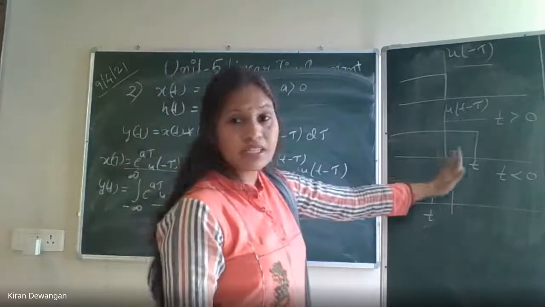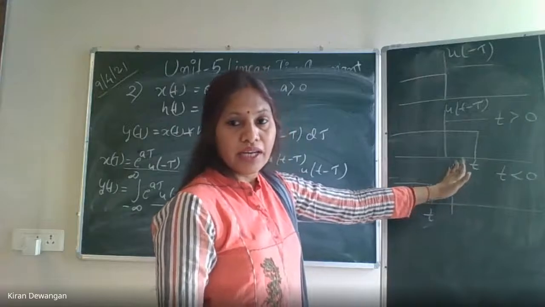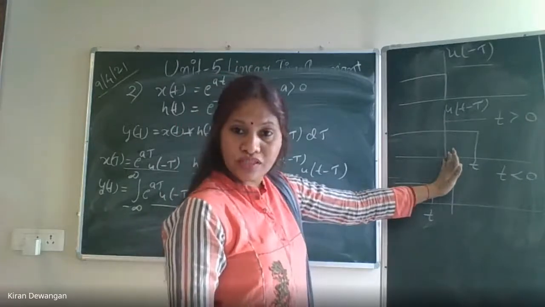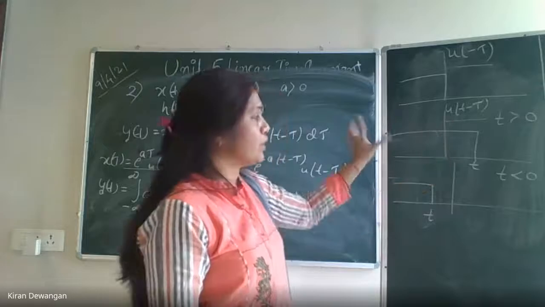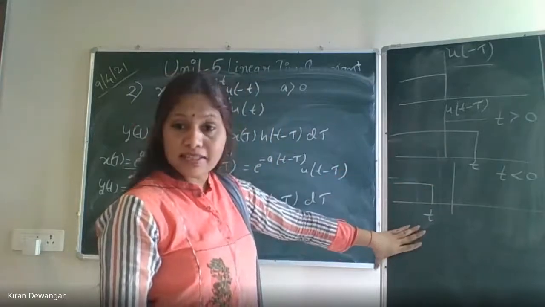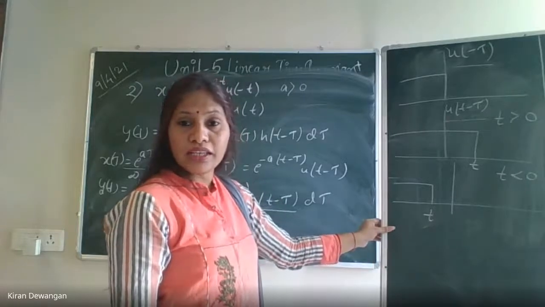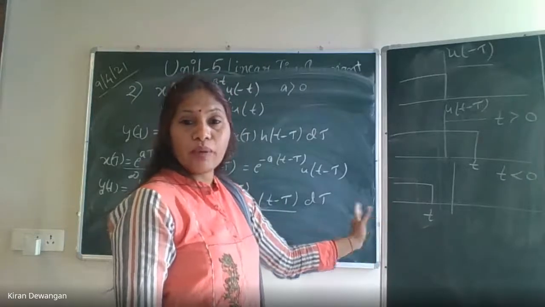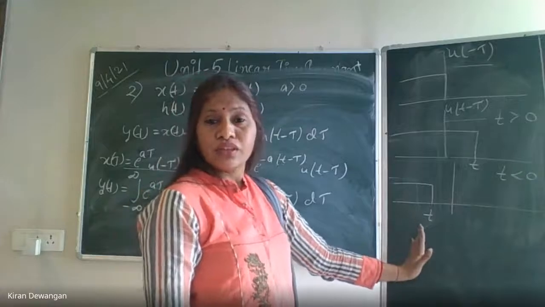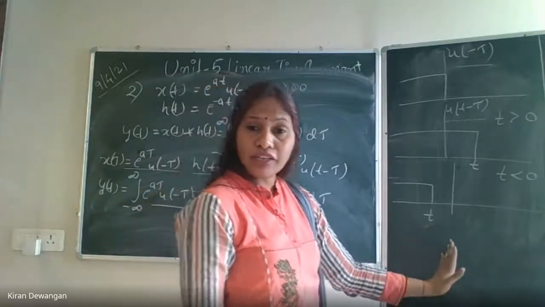It is minus infinity to 0. Correct. It's from minus infinity to 0. But if t is less than 0, what is the case? क्या हो जाएगा? t is less than 0. It will be minus infinity to t. We have to take minus infinity to t.